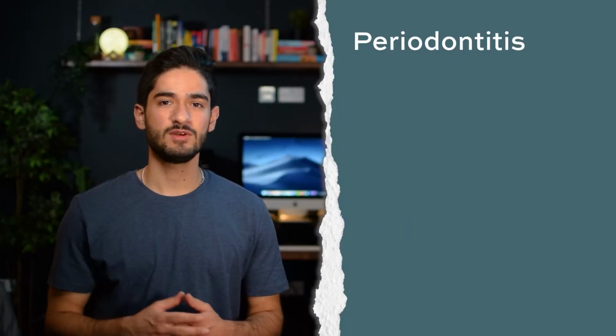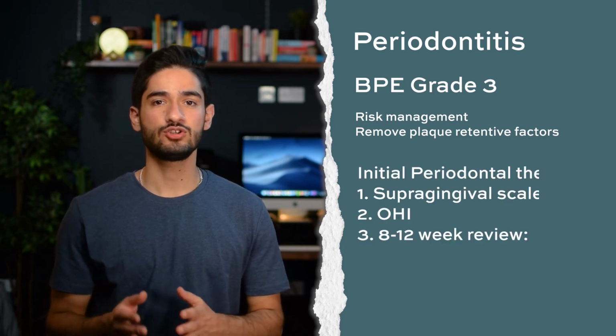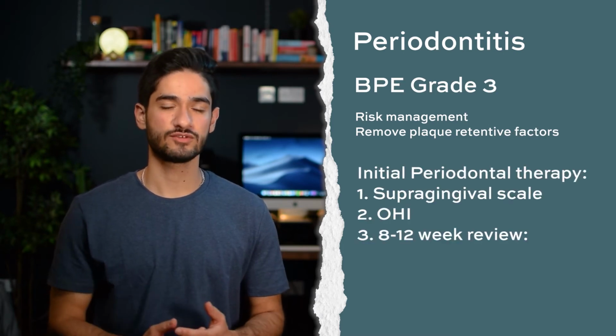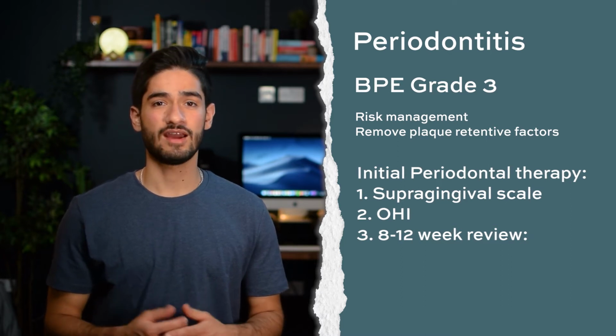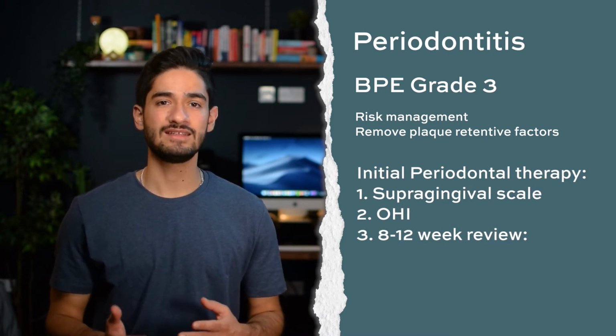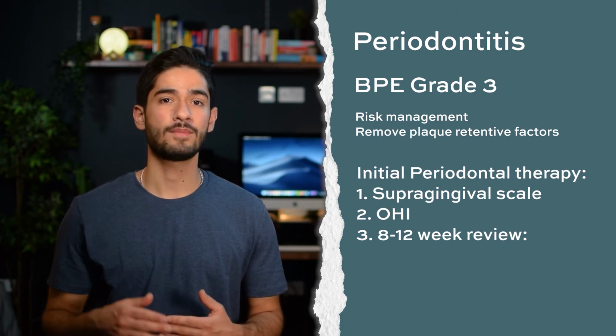Now, if your patient's highest BPE score is a 3, you need to write initial periodontal therapy, including supragingival scale, oral hygiene instructions, and a review 8 to 12 weeks. You could stop there, and to be honest, most people do, but ideally in your treatment plan, you should also know what happens at the review.